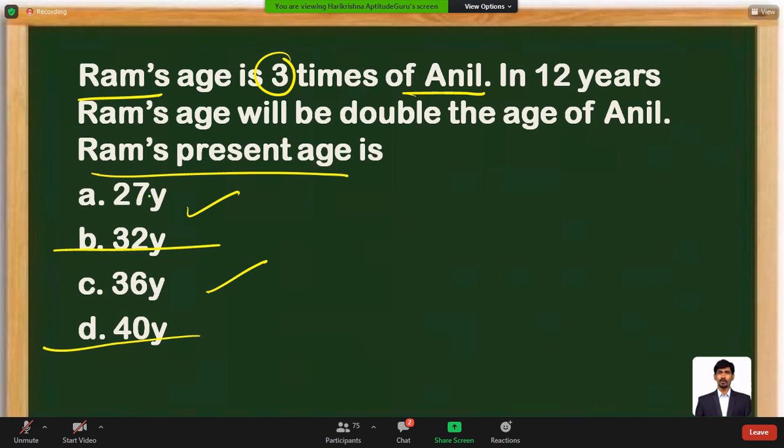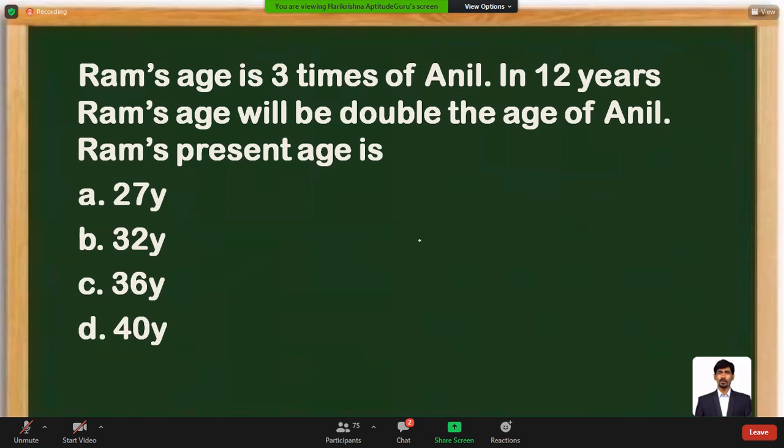In 12 years, if you assume 27 is the age, in 12 years what is the age? It is going to be 39. So I'm just using a plugin strategy here. Ram's age is 3 times Anil's age.